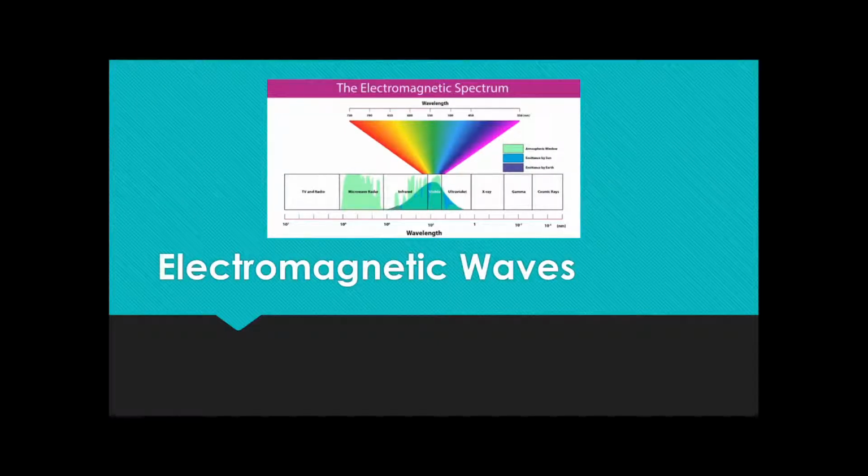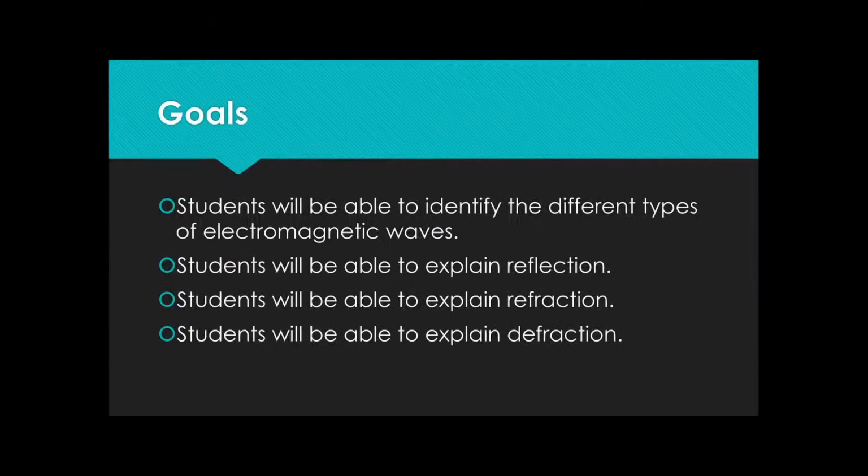In this lesson, we are going to be covering the other half of the type of waves. So this lesson is going to be all about electromagnetic waves. By the end of the lesson, you should be able to identify the different types of electromagnetic waves. You should be able to explain reflection, refraction, and diffraction.